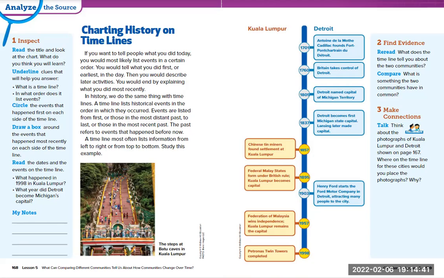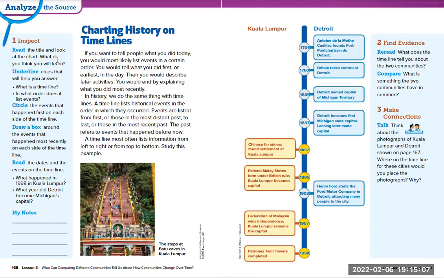If you want to tell people what you did today, you would most likely list events in a certain order. You would tell what you did first or earliest in the day. Then you would describe later activities. You would end by explaining what you did most recently. In history, we do the same thing with timelines. A timeline lists historical events in the order in which they occurred.